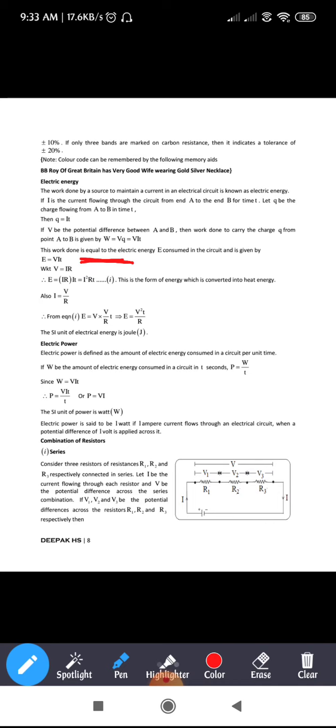So this is regarding the electric energy. So next, it is regarding electric power. Okay. So how are we going to define this electric power? Electric power is defined as the amount of electric energy consumed in a circuit per unit time.